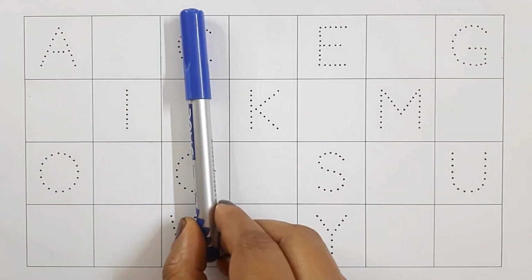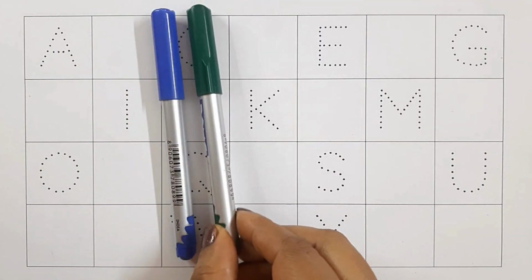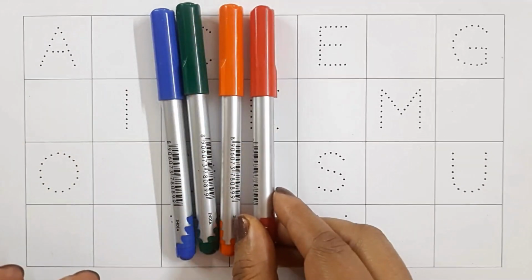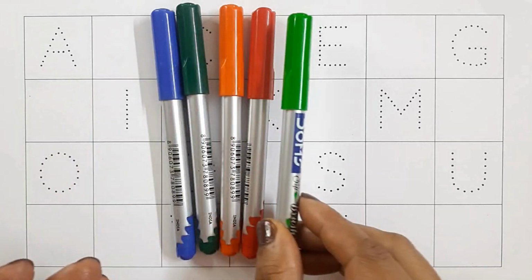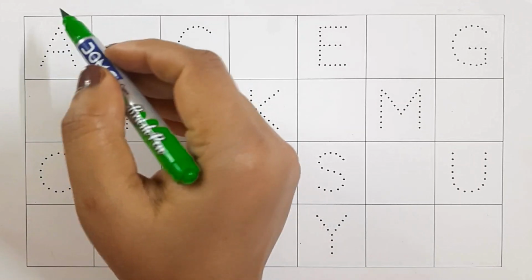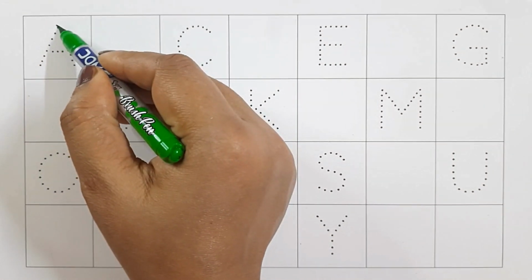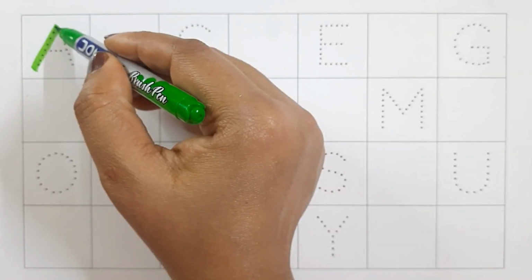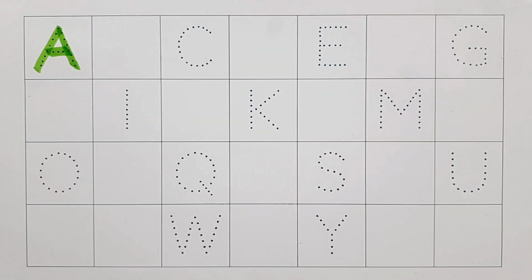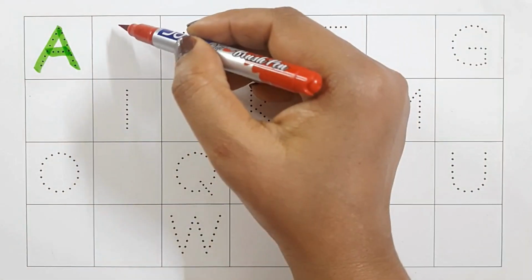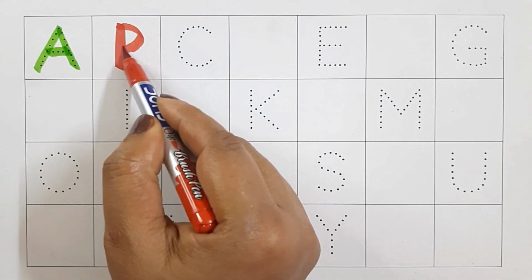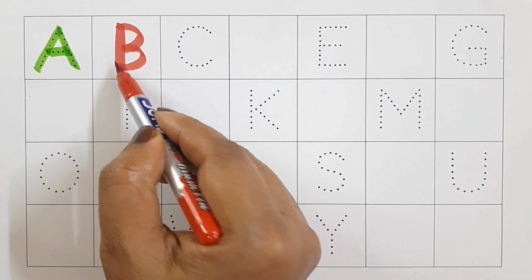Color name: blue color, dark green color, orange color, red color, light green color. Light green color, A. A for ant. Red color, B. B for ball.